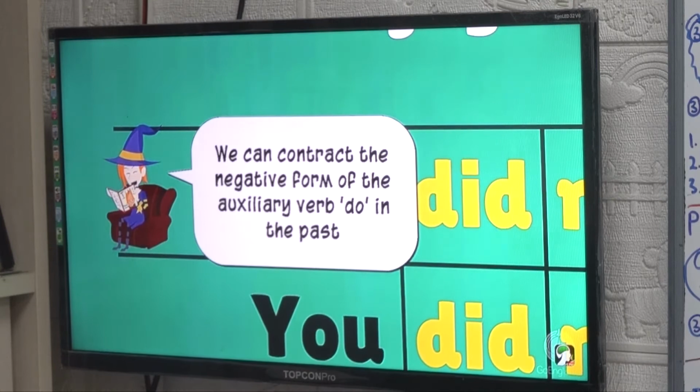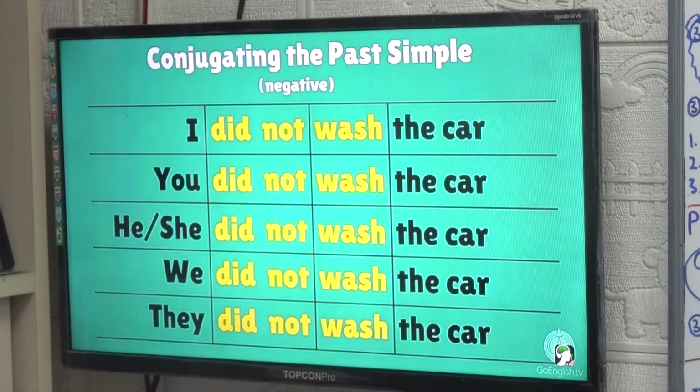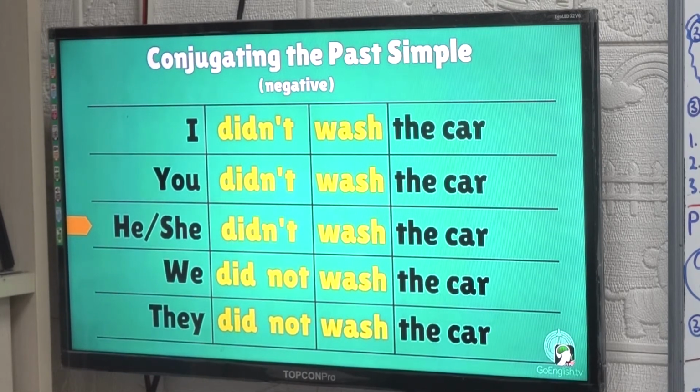We can contract the negative form of the auxiliary verb do in the past. I did not. I didn't. You did not. You didn't. He did not. She did not. He didn't. She didn't. We did not. We didn't. They did not. They didn't.